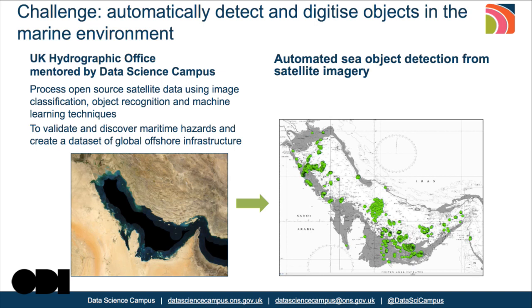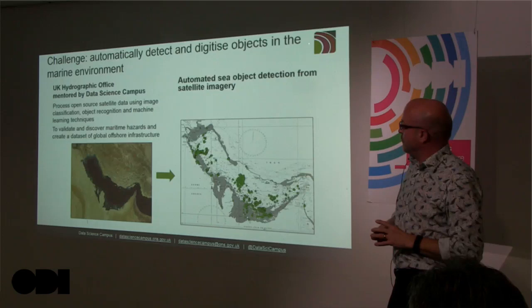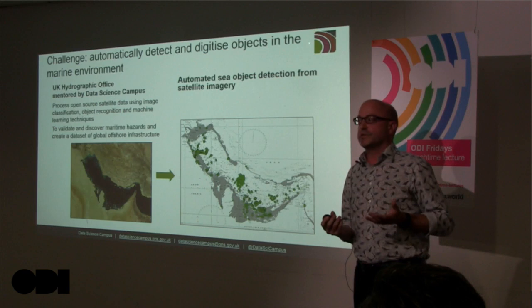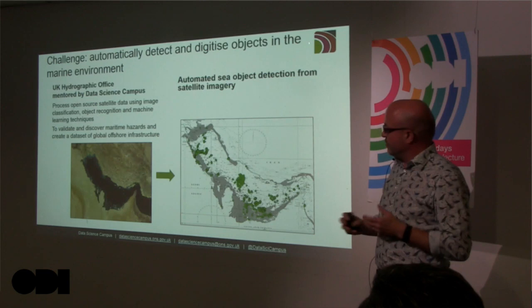They bid into the Data Science Accelerator for three months of mentoring support, which a couple of our data scientists were involved in. Essentially, the Hydrographic Office is charged with producing maps and data on the marine environment, so charts and maps and things like that. What they're interested in is, what can we say about stuff that we don't yet know about?